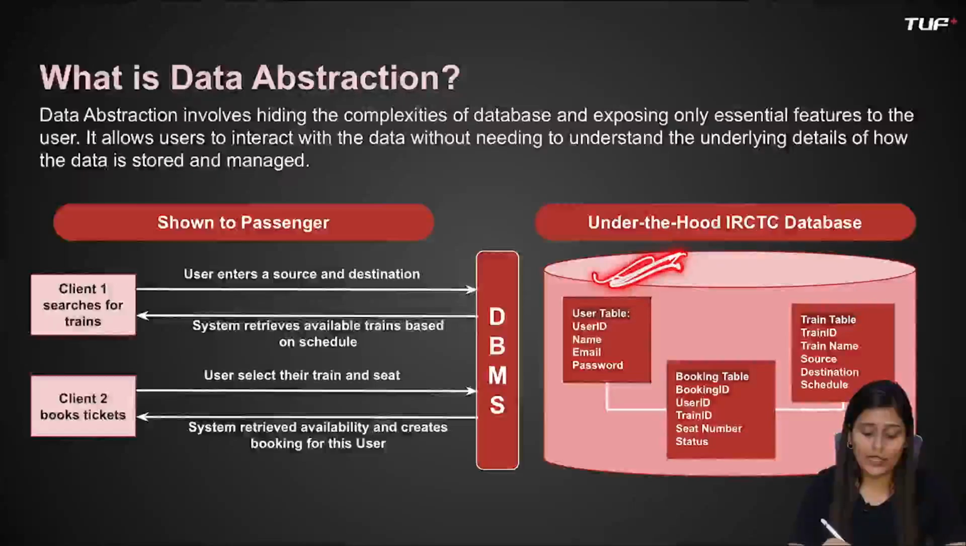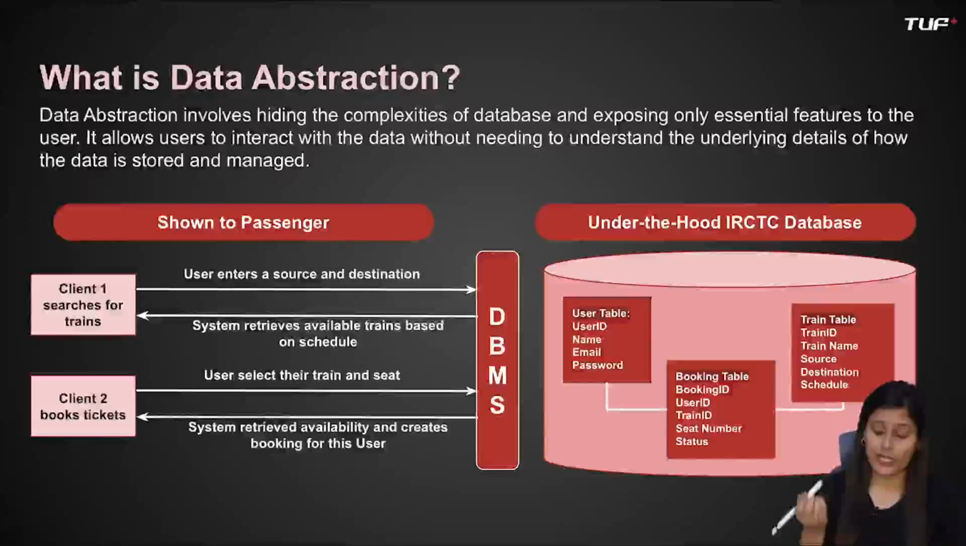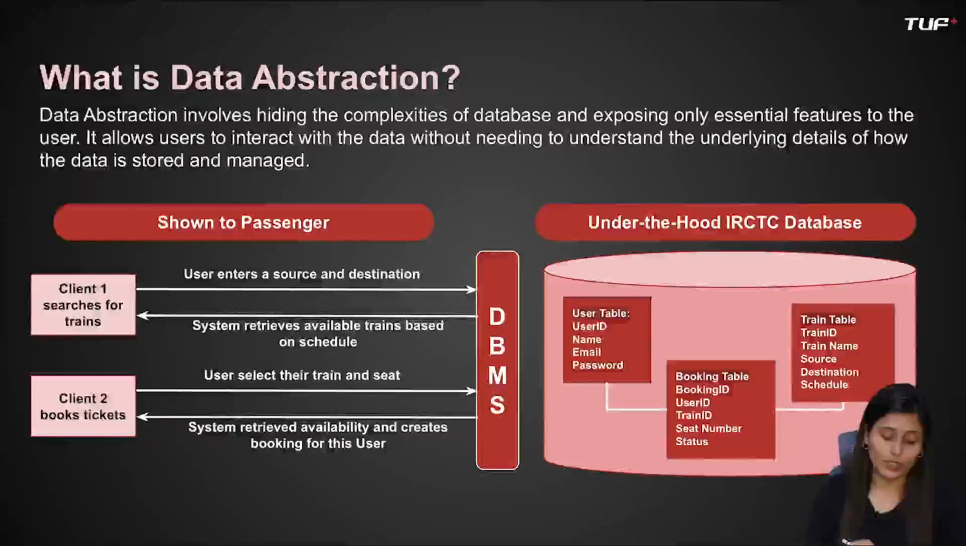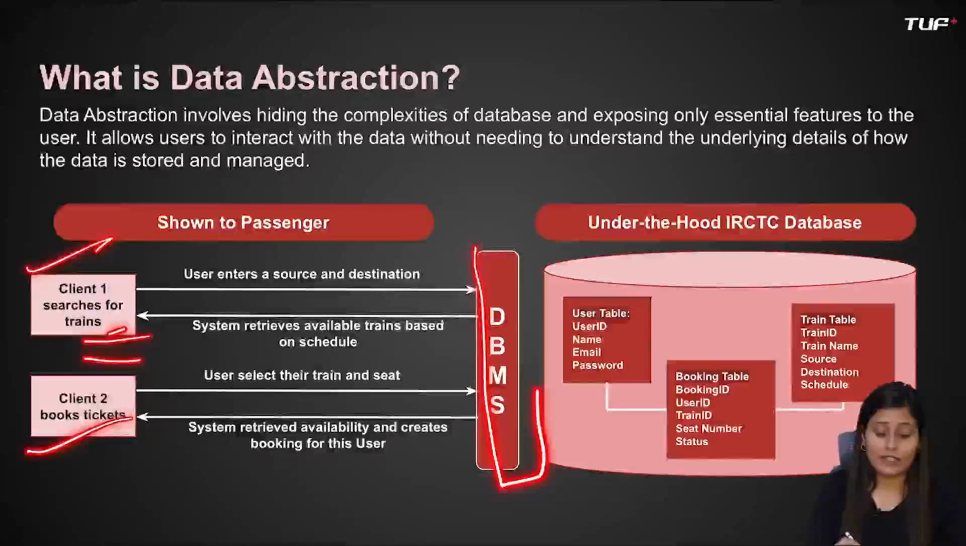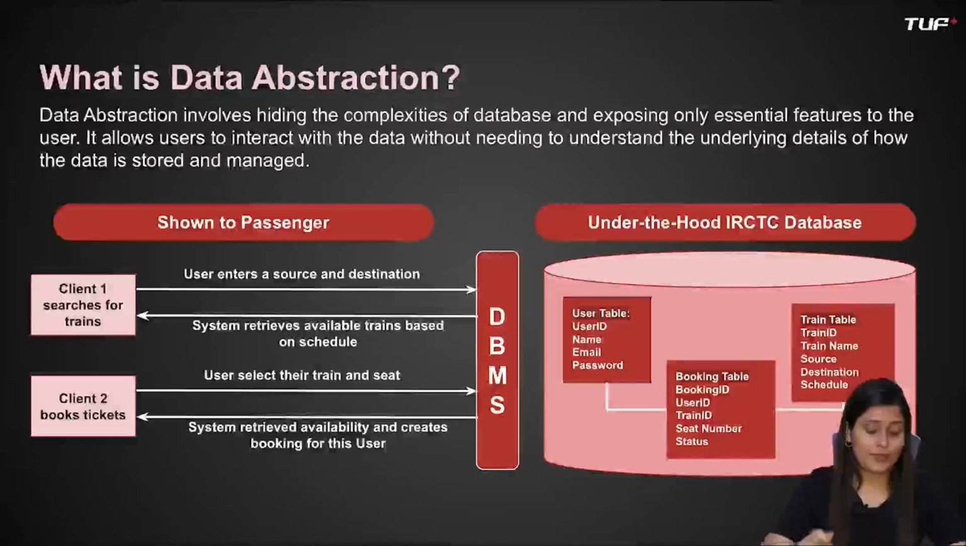So the entry will get added here in the user table along with the booked seat ID, which should be marked as already taken so that no other user can book the seat again. So the system retrieves the availability and creates the booking for the user. If the seat is not available, then the user cannot book it. So this is how client 1 and 2, in both cases, are directly interacting with the DBMS instead of knowing how the data is maintained and stored in the tables inside the database. So that's what exactly data abstraction means.